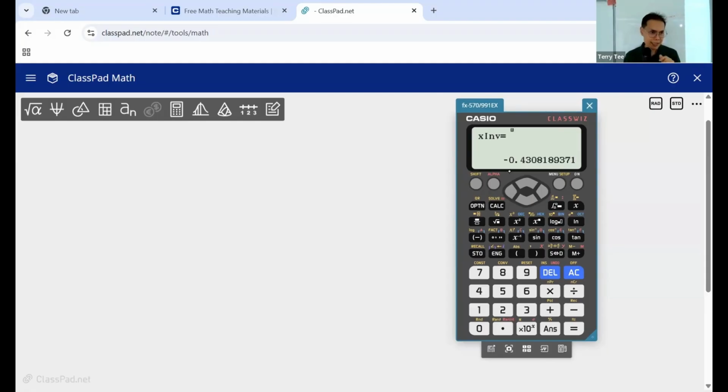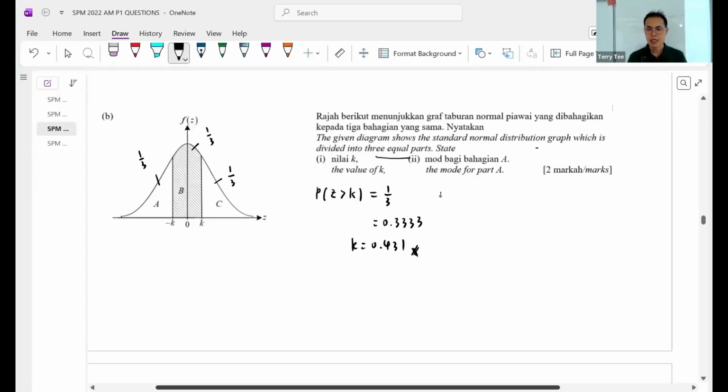The z value that we get from the calculator, we need to round off to 3 decimals, because your table can only do 3 decimals. It cannot do more for z value. So the answer is what? 0.431, right? Same, right? Using table or calculator is the same. All right, that's it for part 1.